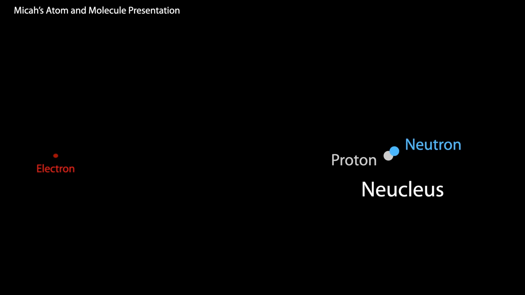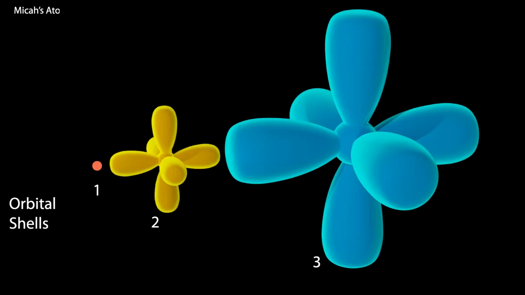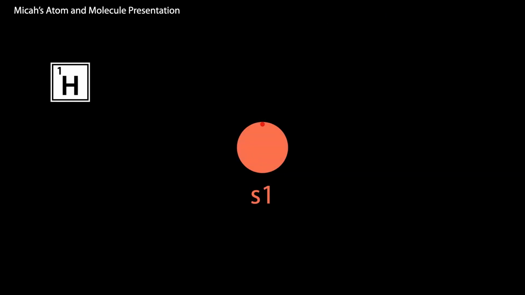Electrons are very small. Here's the shape of the orbits around the nucleus that the electrons travel in. These are called shells. They are made of orbitals. We're going to tell you a few lies to keep things simple. This is hydrogen, the simplest atom.